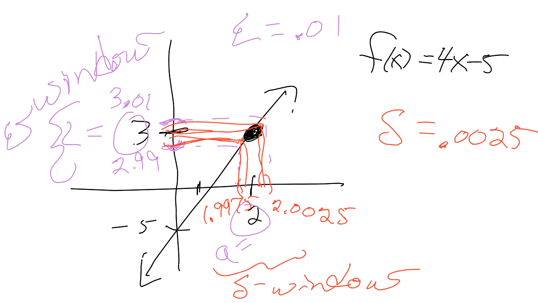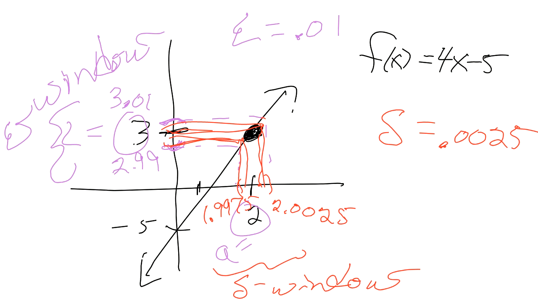Now, doing it for this one doesn't prove that 3 is the limit. We know it's going to be 3 because we can do some other stuff to prove that in general in section 1.5, but this is for a particular value.